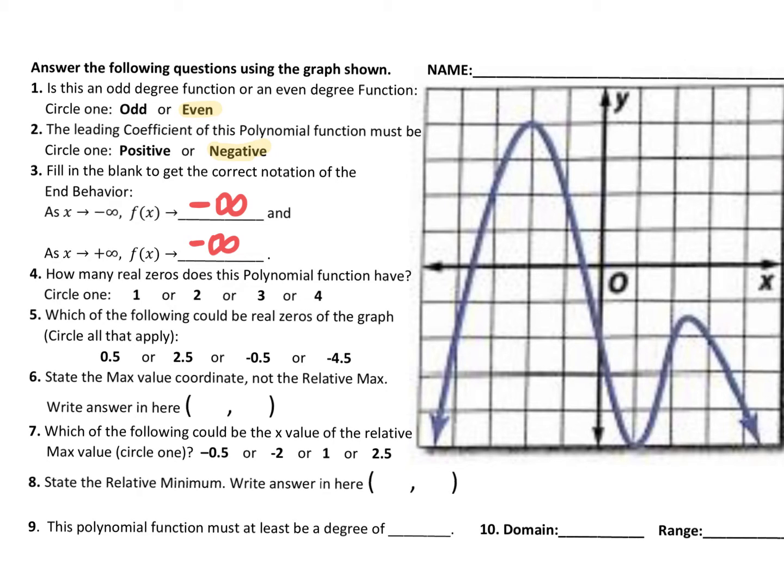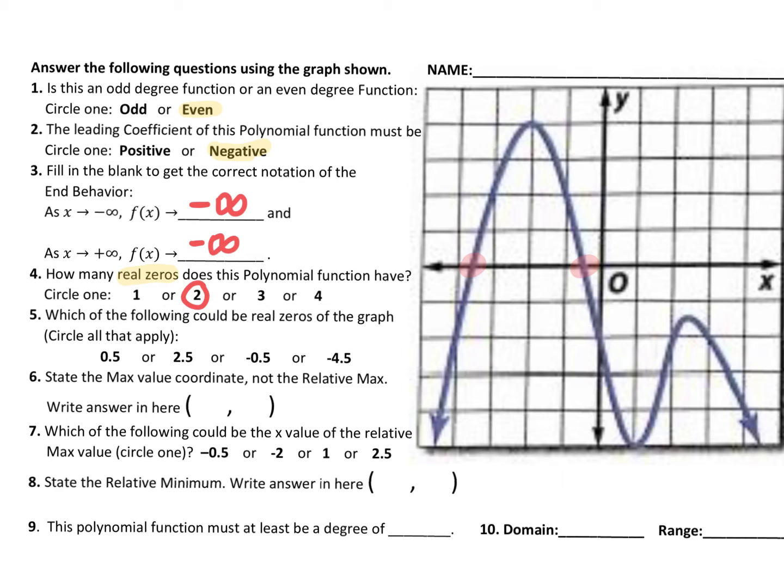All right, number 4, how many real zeros does this polynomial have? What we need to know is the definition of real zeros. What does real zeros actually mean? X-intercepts, where it's crossing the x-axis, right? So how many does it have? 1, 2. So for sure, your answer is there are 2 real zeros.